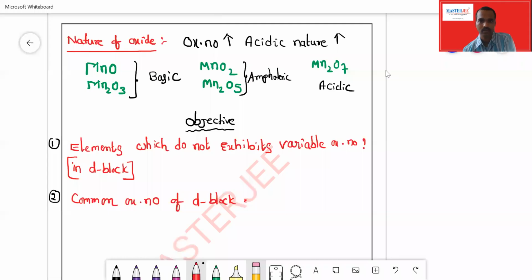Next, see the nature of oxide. How can I identify it? Already I told you, when the oxidation number increases, its acidic nature increases. When the oxidation number increases, covalent nature increases.